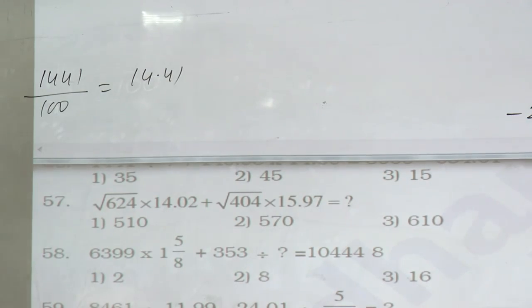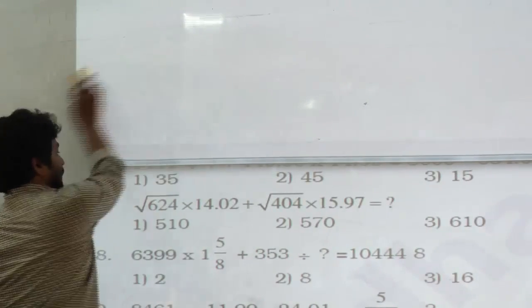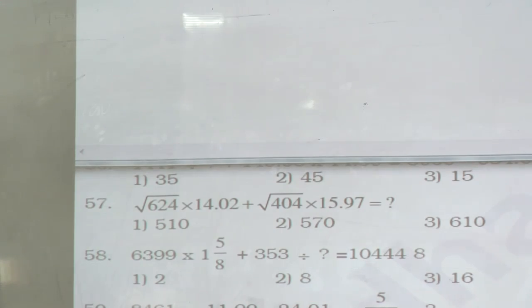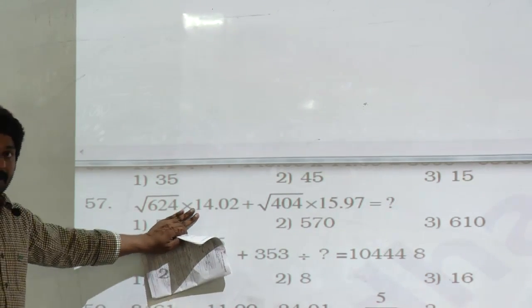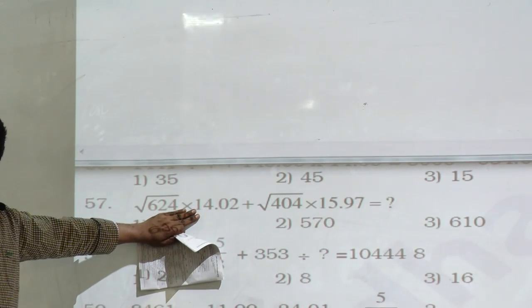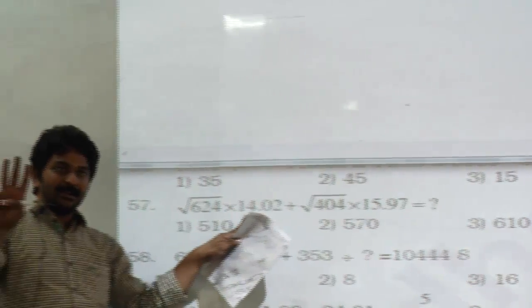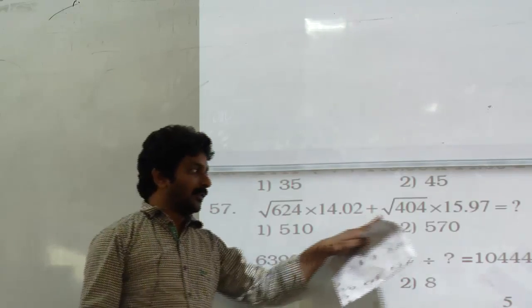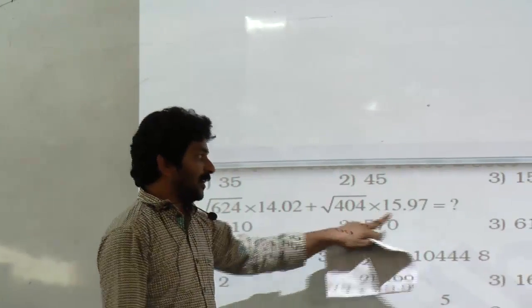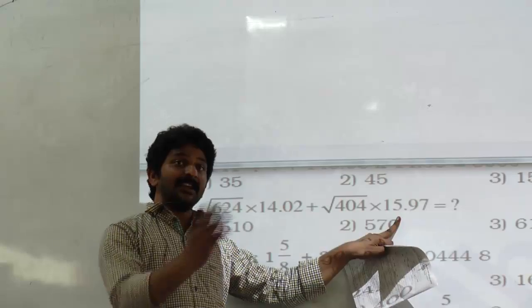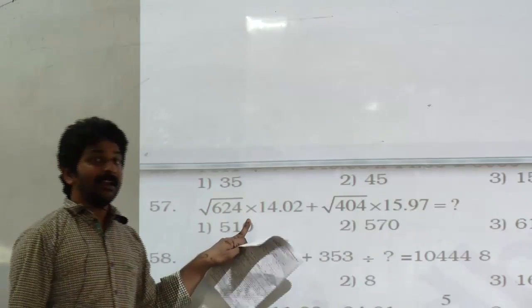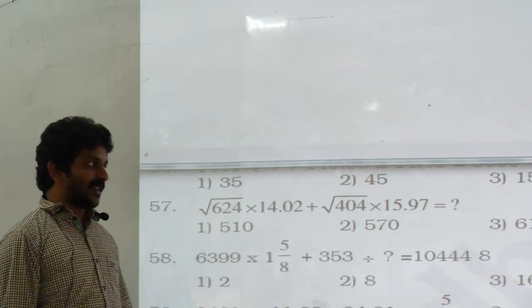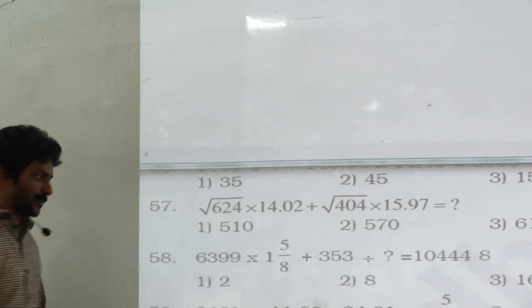Now 57. Under root 624. 25. 25 14 times. 25 4 times 100. 8 times 200. 12 times 300. But 14 times, right? 350. So this is 350. Remember, how much is this? 20 into 16. 16 20 times. 320 and 350. 670. Fifth option.